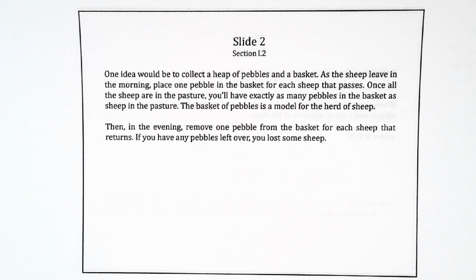And you know that with certainty, but without having been able to count them, without even knowing what counting is, perhaps. So the basket of pebbles is like a model for the herd of sheep. Each sheep has a pebble, and each pebble has a sheep. Then in the evening, you remove one pebble from the basket for each sheep that returns. If you have any pebbles left over, then you must have lost some sheep.